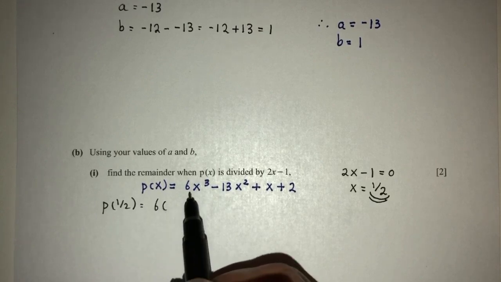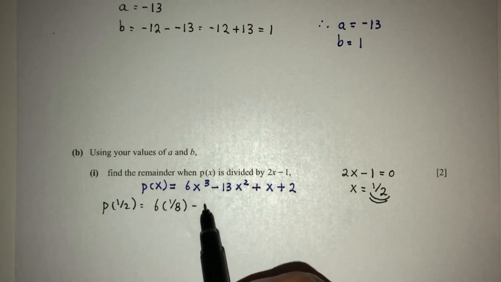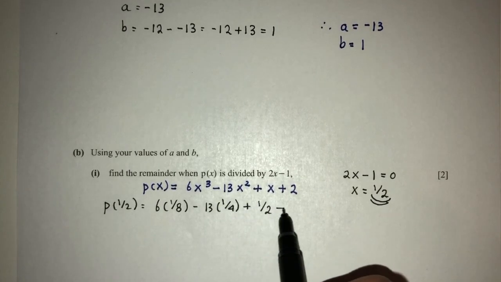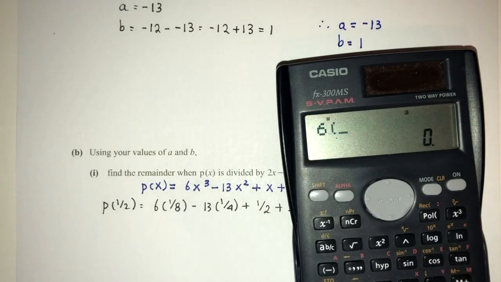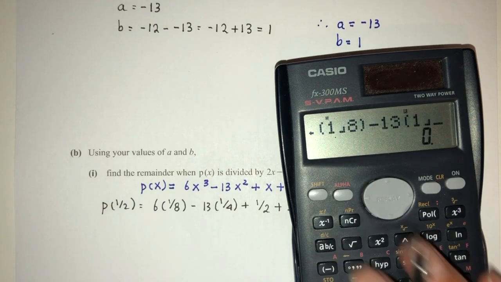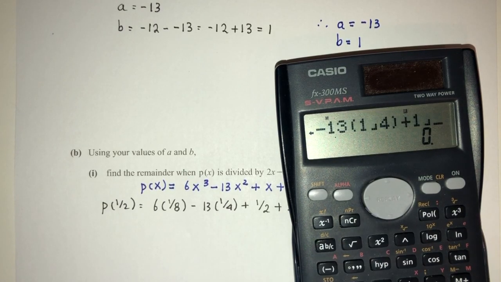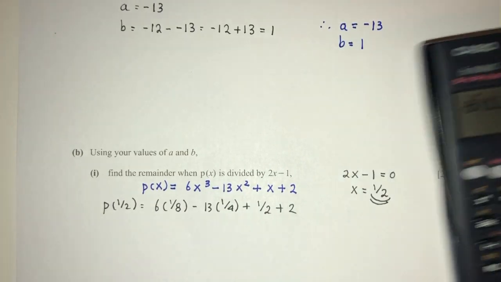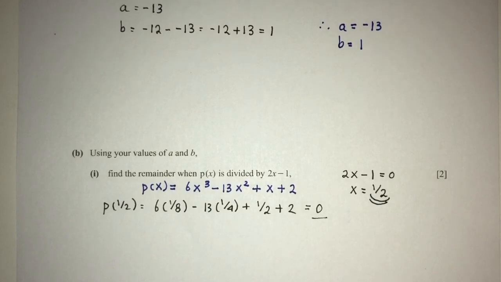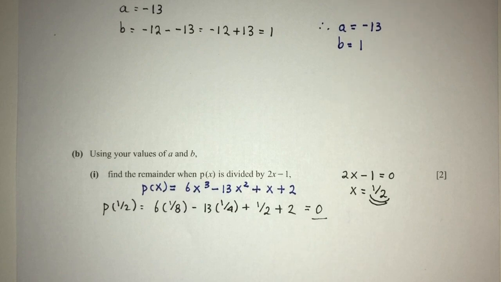That will be 6 times 1 over 8, minus 13 times 1 over 4, plus 1 over 2, plus 2. That will be 0. Okay, so as you can see, the remainder here is 0. That's my answer, by the way, for part 2. The remainder will be 0. Now, part 3 is we have to factorize this equation. Okay, so let's do that.